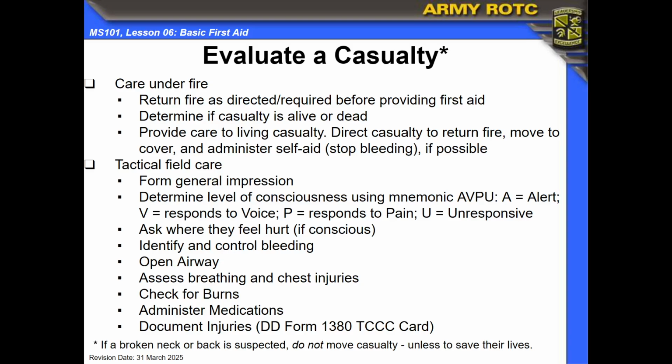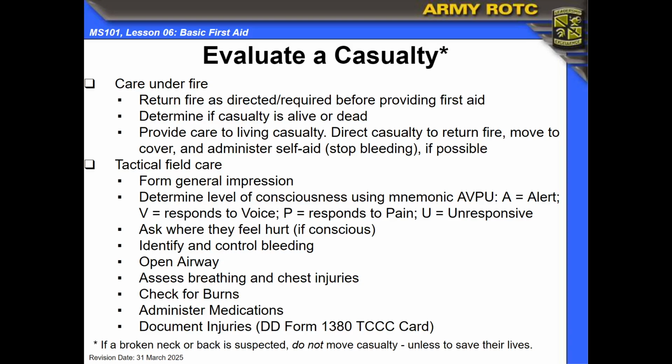Okay, evaluate casualty. If you're under fire, return fire is required before providing first aid. Okay, what does that mean? It means if you're under fire, fire back and secure before you just start. Fight first.